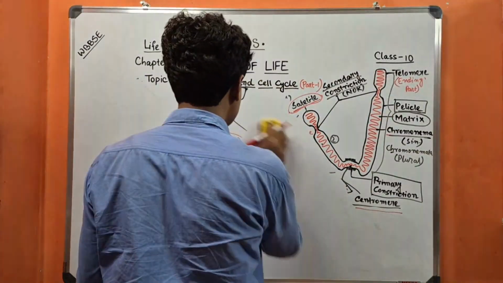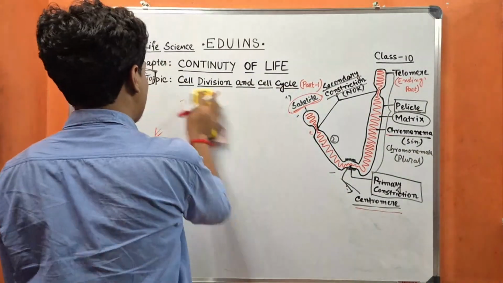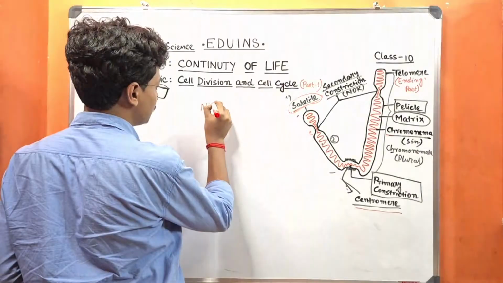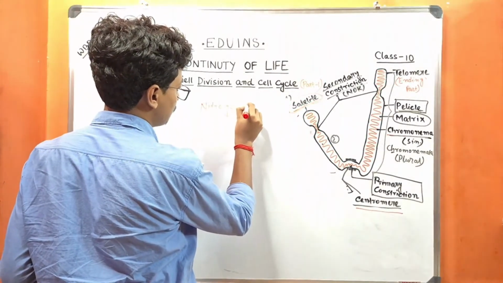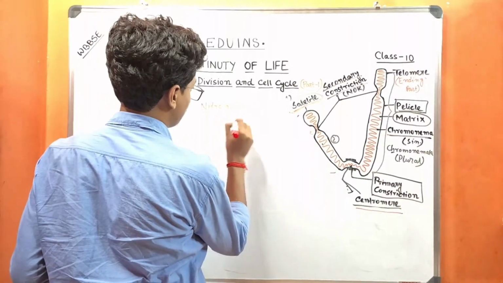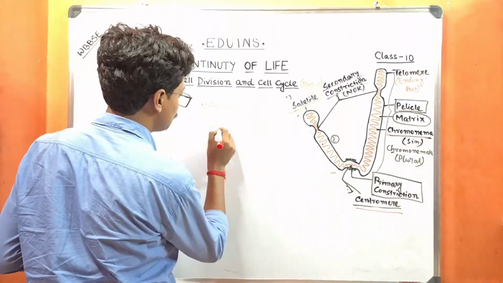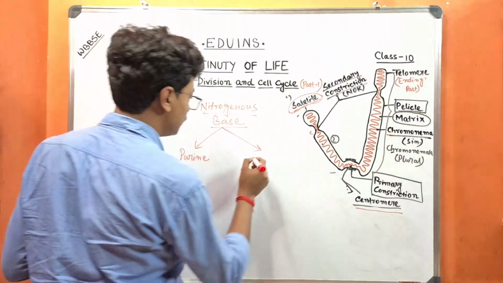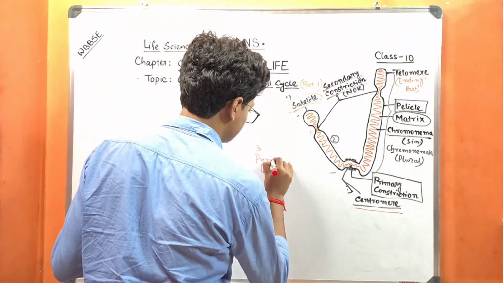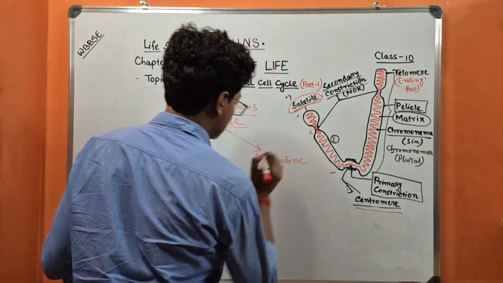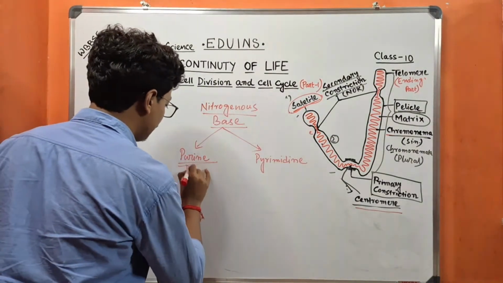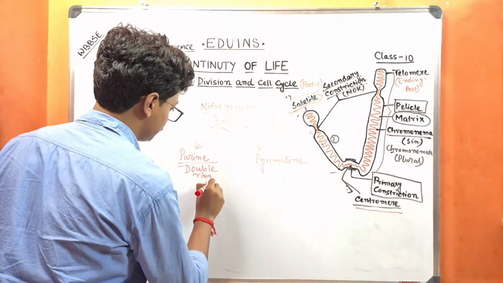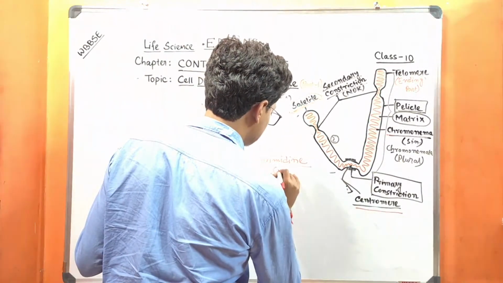Nitrogenous base is categorized into two categories according to their structure. What are they? The nitrogenous base is categorized into two types. One is purine and another one is pyrimidine. The purines have a double ring structure and the pyrimidine has a single ring structure.